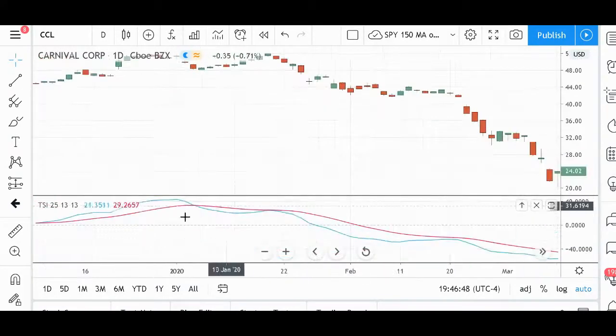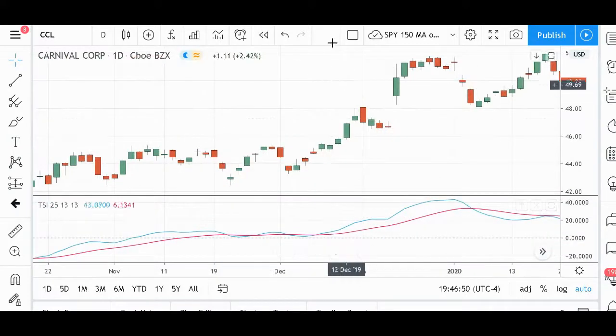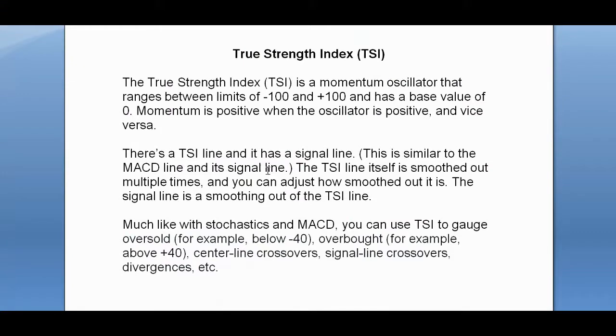Okay. So that's the blue line. That's the TSI line. What about the other line, though? Let's talk about it. There's a TSI line that was blue, and it has a signal line that was pink. We'll look at that again in a moment. And this is similar to the MACD line, which I talked about in my MACD video, so you can check that out. You can check out all my technical indicator videos on my playlist for that.